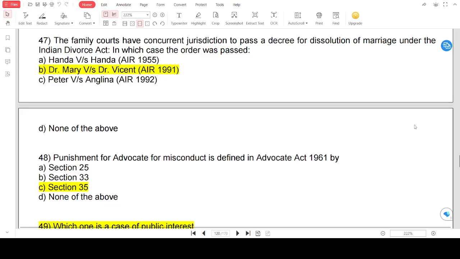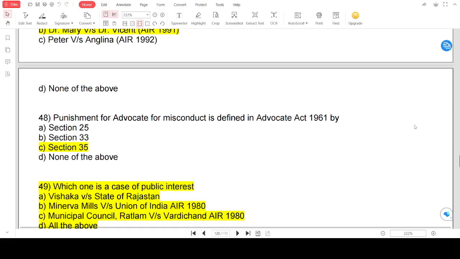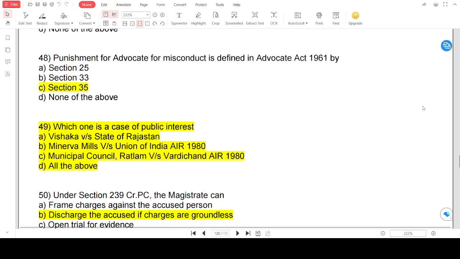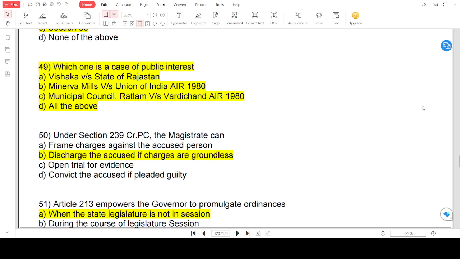Punishment for advocate for misconduct is defined in the Advocates Act 1961 by Section 35. Which one is a case of public interest? Vishaka vs. State of Rajasthan, Mineral Mills vs. Union of India, Municipal Council Ratlam versus Vardichand, year 1980, all of the above.